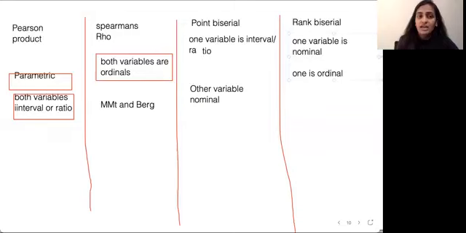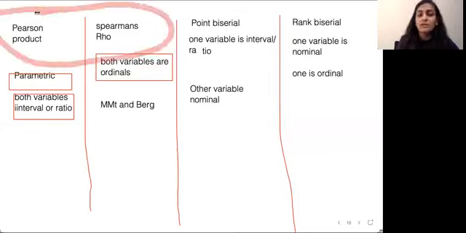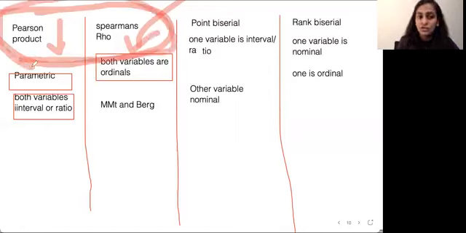Is that clear? In your exam, they typically focus on these two. So if they say what is a correlation coefficient for a parametric test, we are just blindly going to put Pearson product. If they say what are the correlation coefficients for non-parametric tests or for non-parametric data, it's going to be Spearman's rho. Okay, these are the most common two that we need to know.